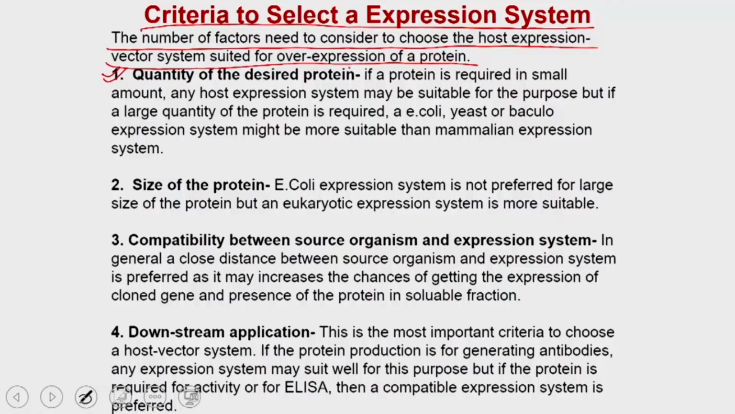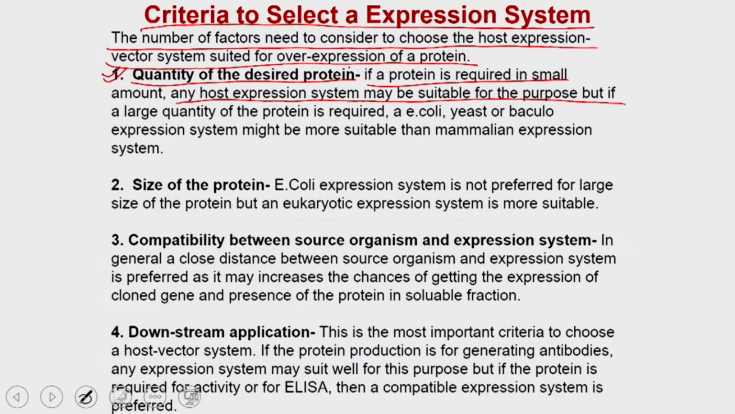So, the quantity of the desired protein is an important criterion to choose or select the expression system. If the protein you are expressing is required in very small quantities, such as in the microgram to milligram range, in those cases you can use any host system which is suitable for the purpose.